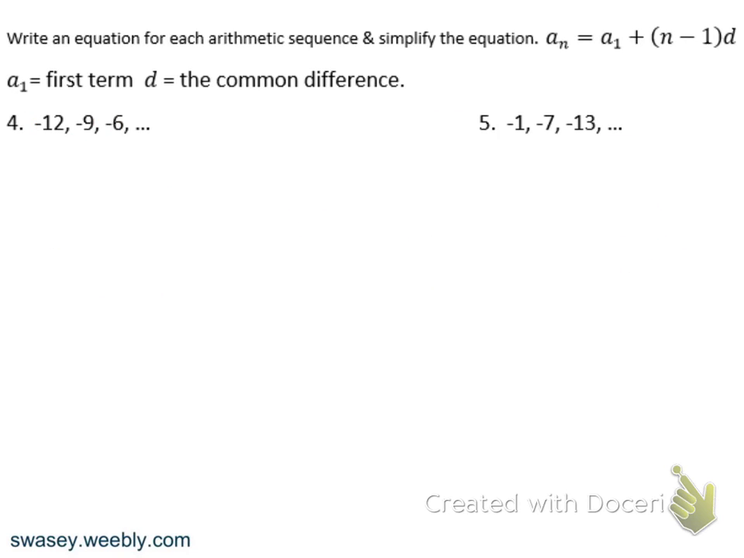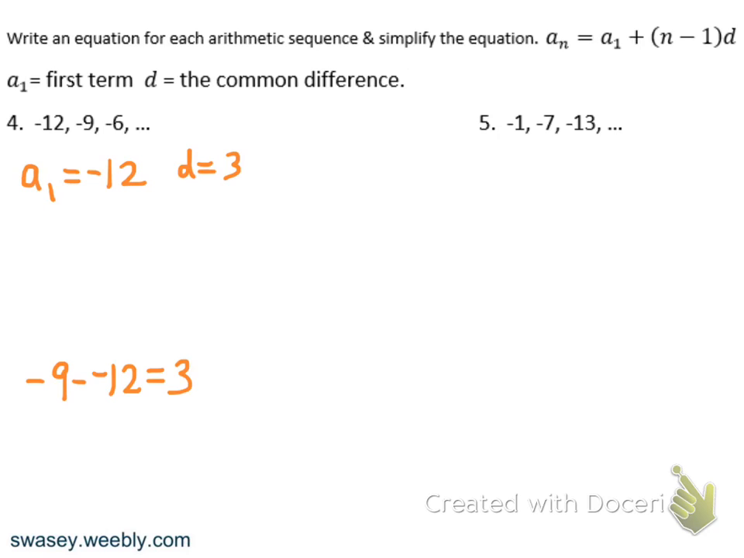Here we want to write an equation for the arithmetic sequence, and then we're going to simplify the right-hand side of the equation. A sub 1 is your first term, and D is your common difference. So A sub 1 here, first term, is negative 12. To figure out the common difference, we can subtract some of these values. So if we do negative 9 minus a negative 12, we get positive 3 for our common difference.